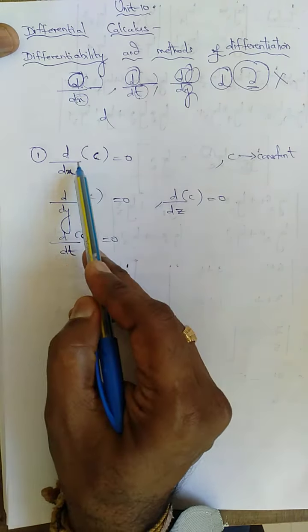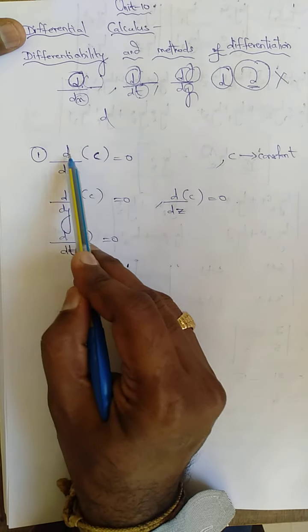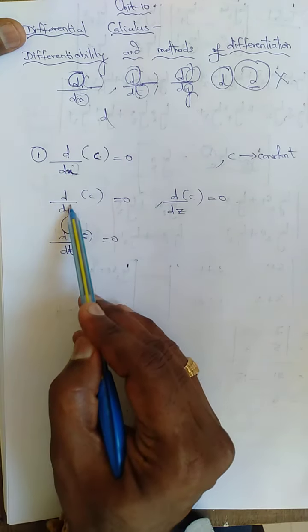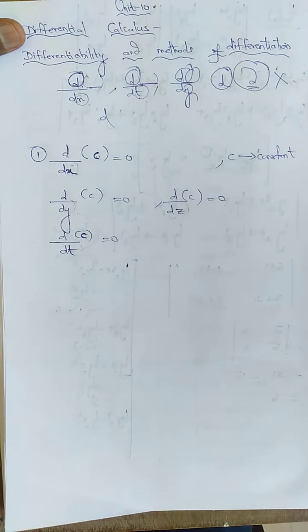Sir, do I need to memorize all the 5 formulas? No. You need to learn the concept. What is the concept? Differentiating a constant with respect to any variable will remain 0 only. Differentiate of a constant with respect to any variable remains 0. This is the first formula.